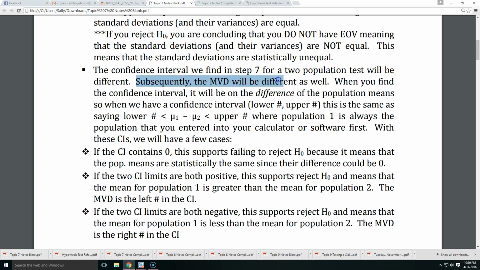The MVD will change as well because we're not estimating a single parameter, we're looking at the difference between the two. I think the MVD actually gets a little bit nicer. A very important thing to note, I would probably underline and star this, is that we're going to start to find it very important to organize what we're calling population 1 and what we're calling population 2. So this is going to have an effect on this topic and the next 2 topics. So the order matters and is very important.